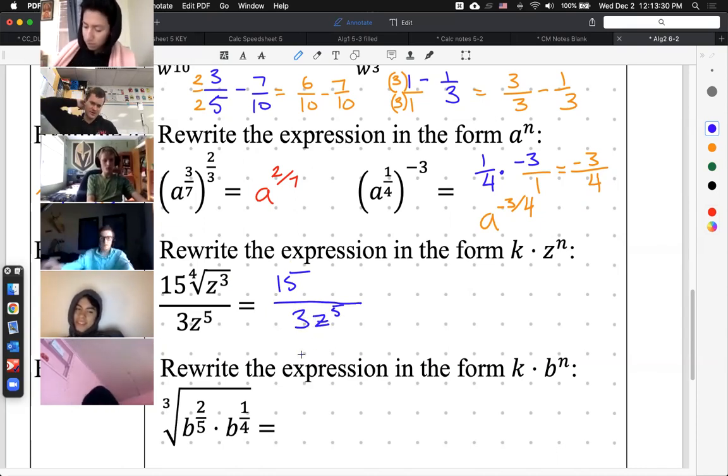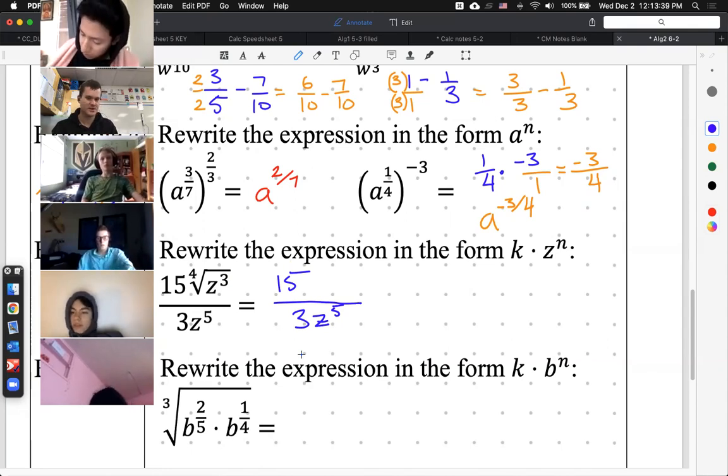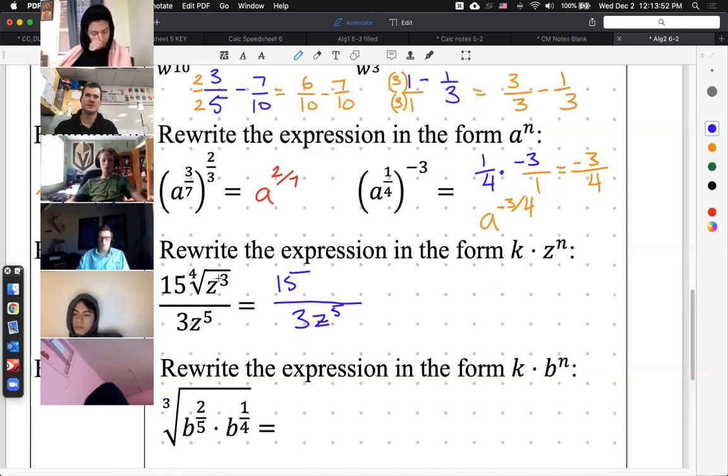By the way, if you're in college, they'll pronounce this z. 3z to the power of 5, because z and t sound too close together, especially for those college professors that have a thick accent.